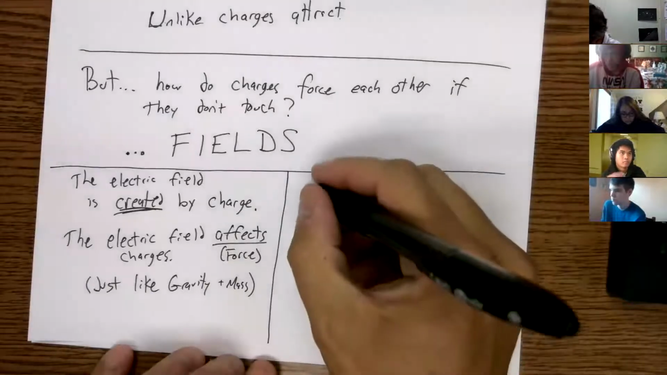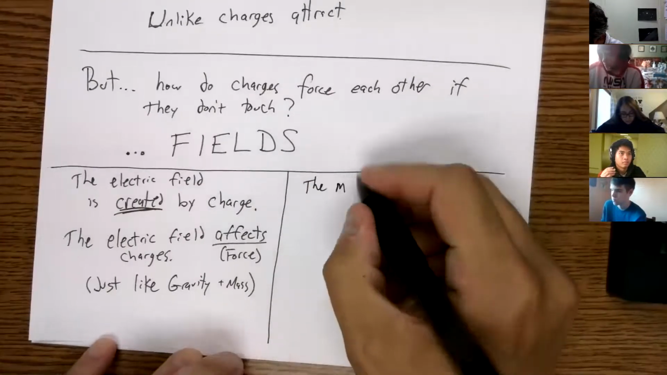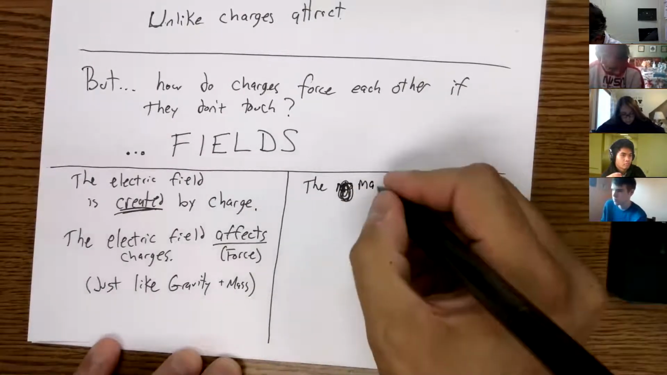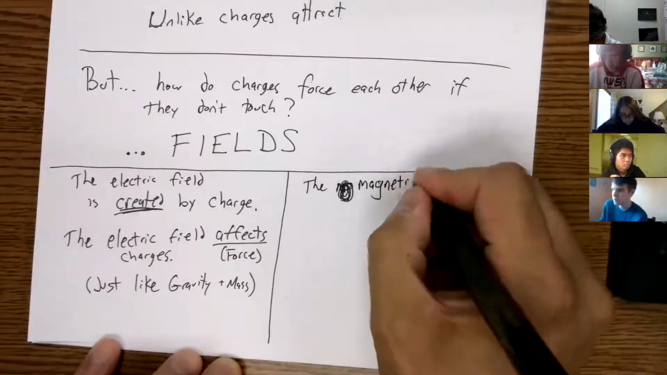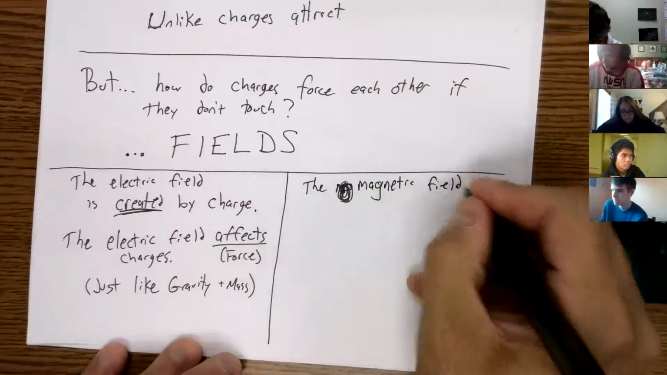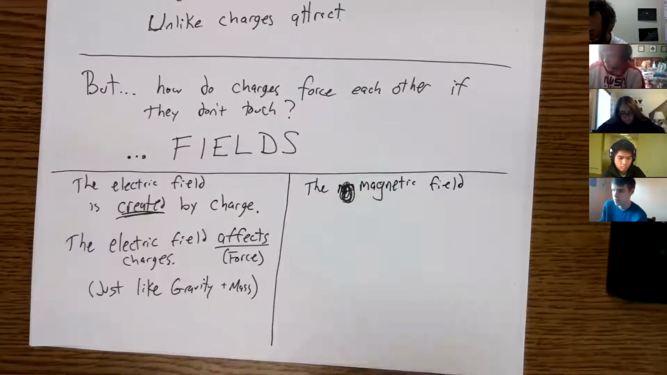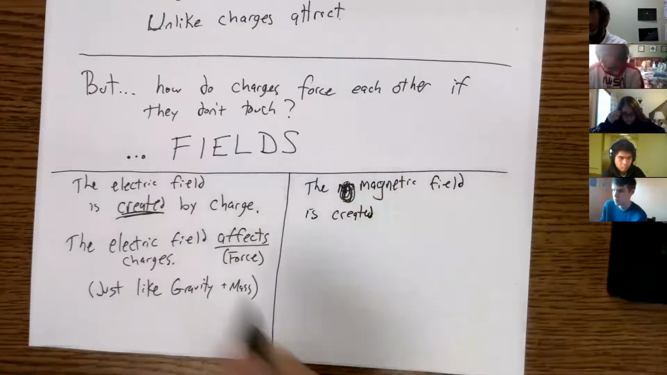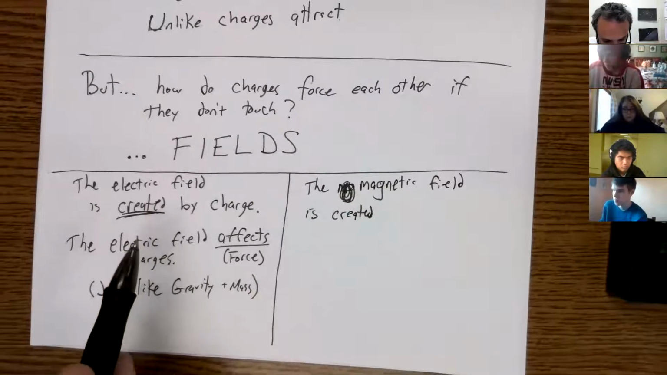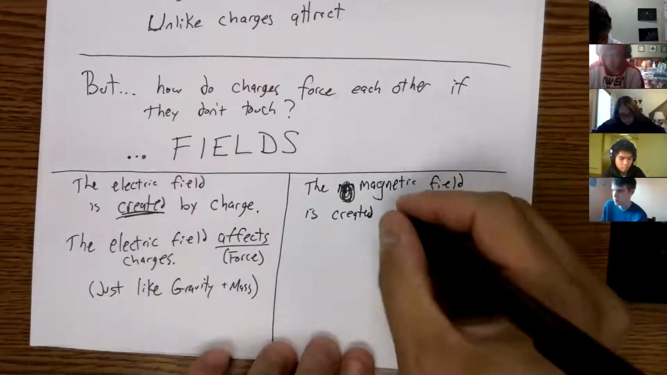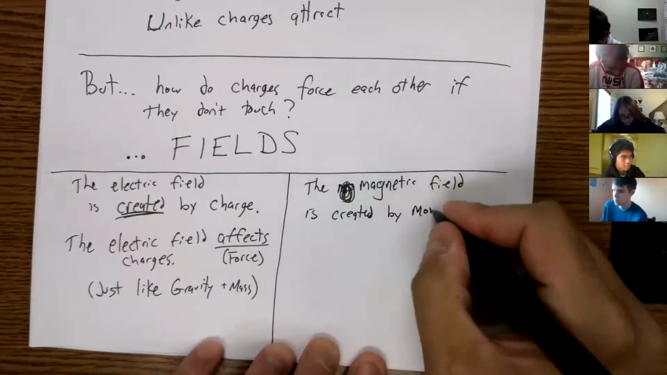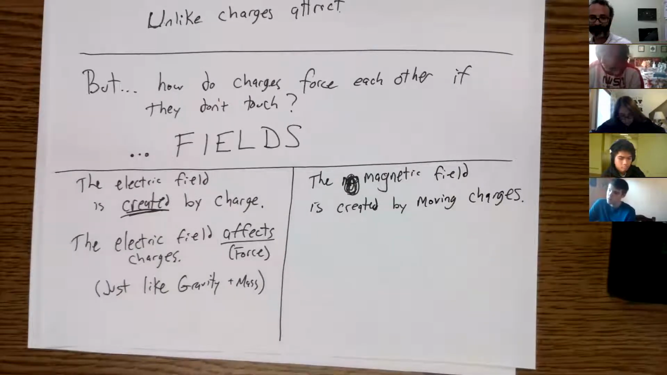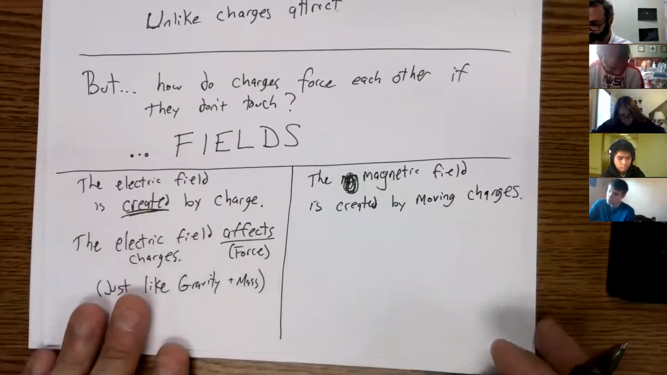Okay, we also have the magnetic field. We're not going to get to the magnetic field until a bit later. We start with electric. So we have the magnetic field. The electric field is created by charges. The magnetic field is a little bit different. It's created by moving charges. If you just have a charge sitting in place, not moving, there's no magnetic field from that, but there's an electric field.